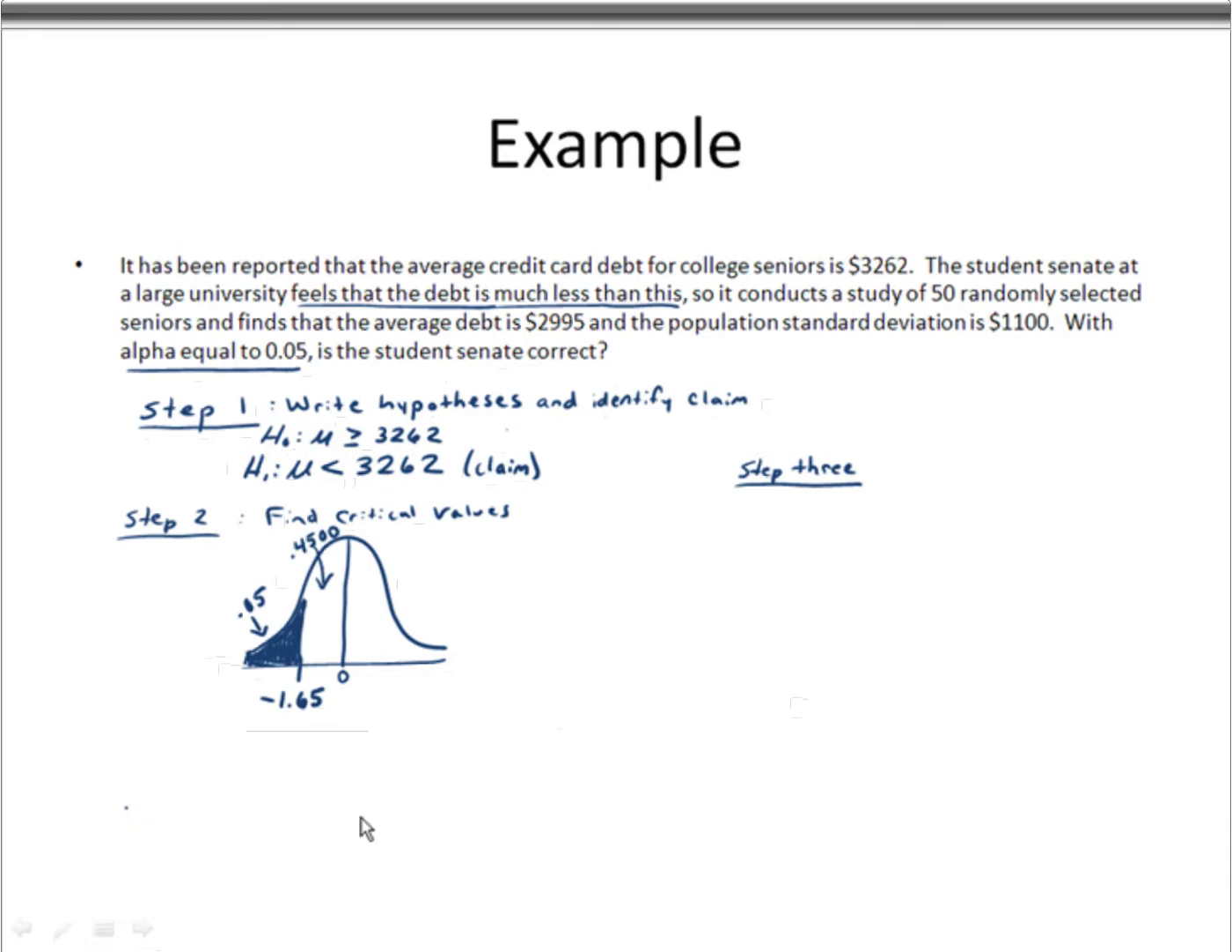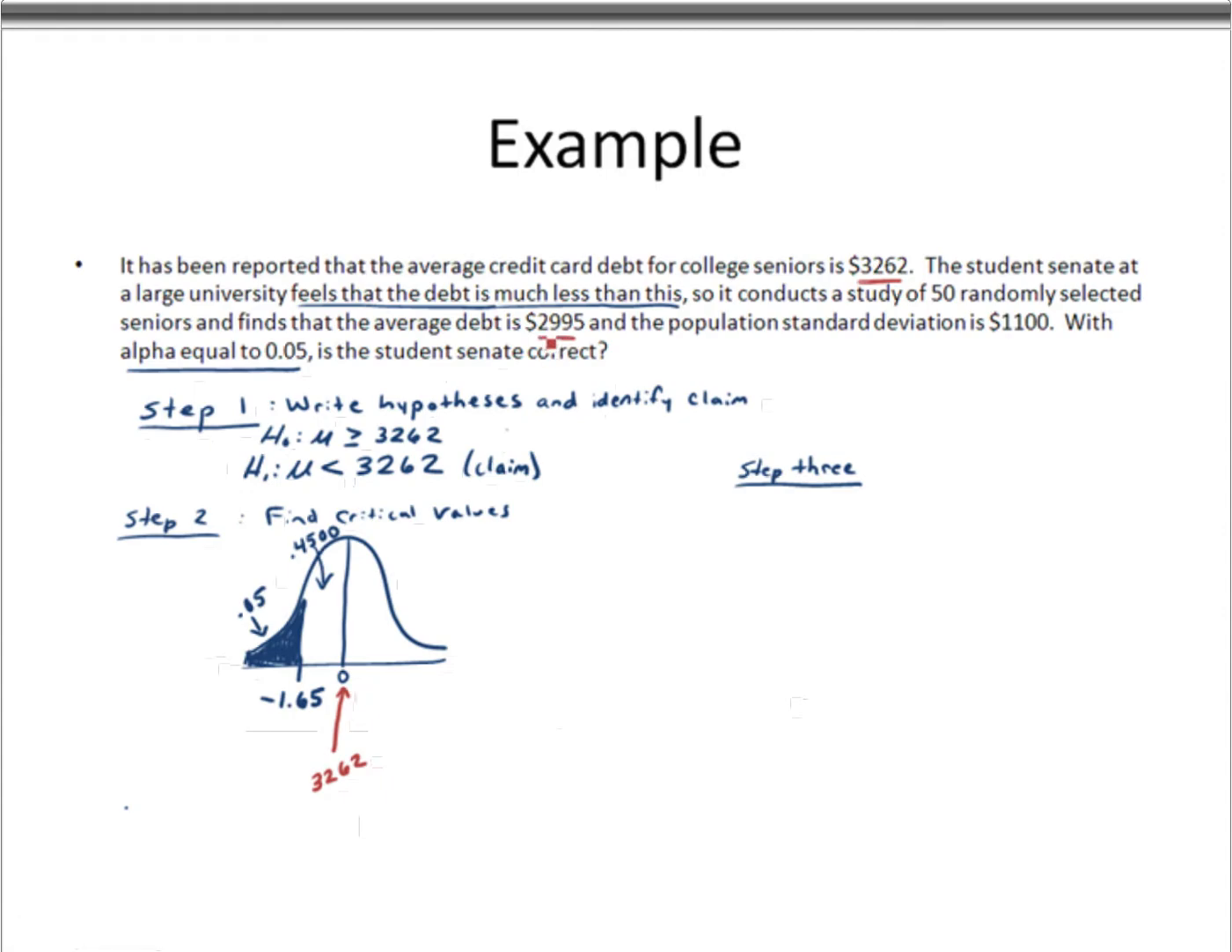Okay, so what I want to do is I want to look at this 3262 for a second. And I want to ask myself, where does that occur on my curve? I know that that's the average credit card debt. And remember that when you're talking about the standard normal distribution curve, that the mean occurs where? Right, it occurs in the center. And so for right now, I'm just going to make myself a note that the 3262 occurs right in the center of the curve.